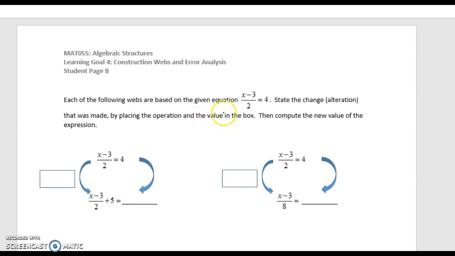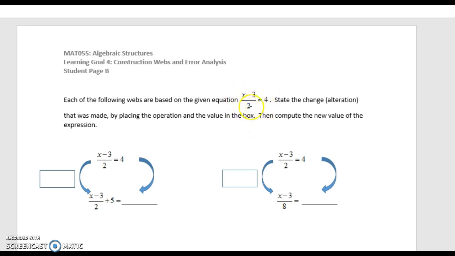In this video, I want to explain a little bit about what is happening in terms of this process here. Each of the following webs is based on a given equation. Here's our web, goes from here to here. State the change, the alteration that was made by placing the operation and the value in the box, and then compute the new value of the expression.